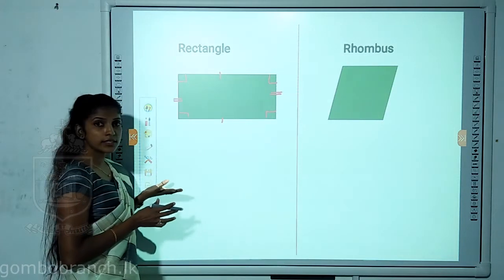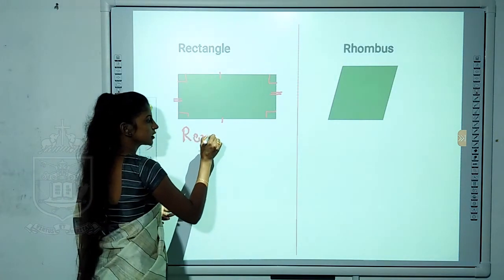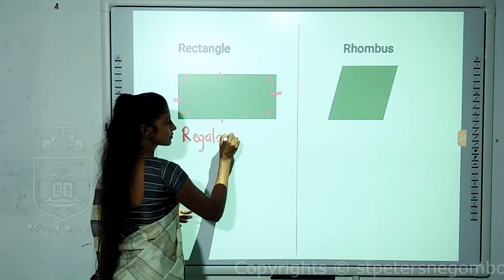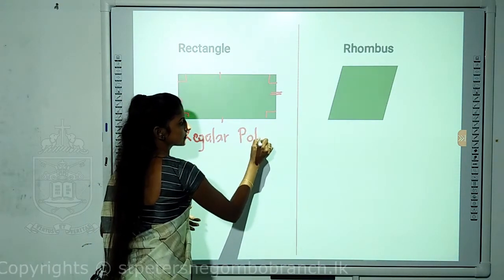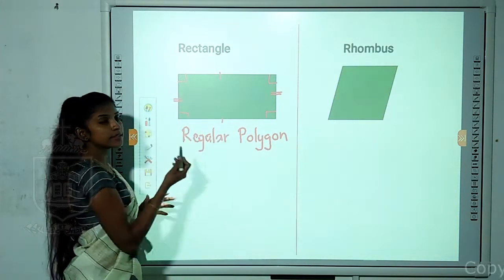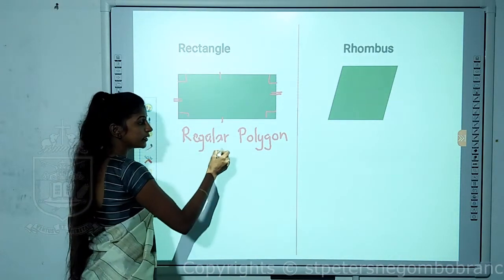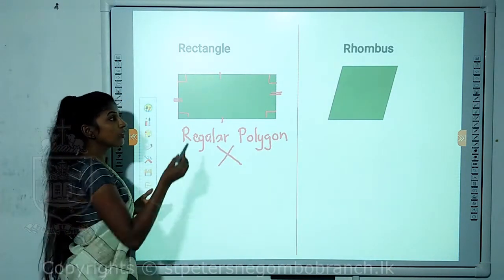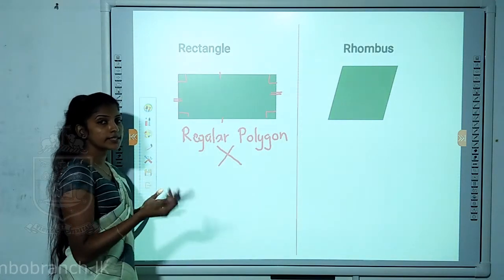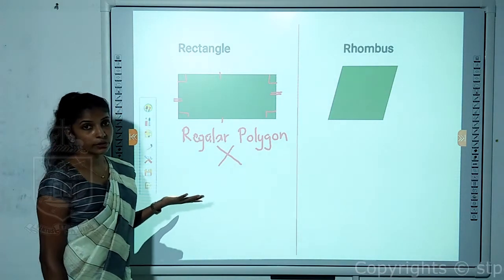Now tell me, can we consider this as a regular polygon? Is this a regular polygon? You know that for it to become a regular polygon, always all the sides and at the same time all the angles should be equal. But here it's not a regular polygon. Why? Though all angles are equal, sides are different to each other. Only opposite sides are equal. So this is a special type where you can't consider this as a regular polygon.